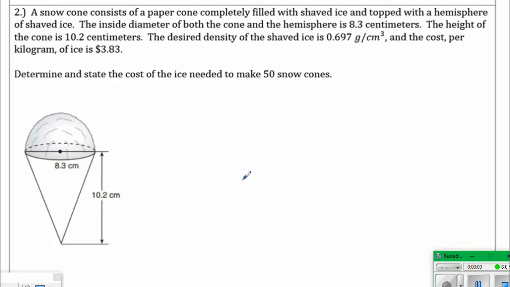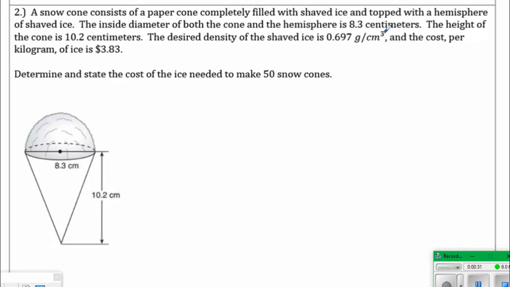So if you feel that you need one more practice watching a dimensional analysis problem, here's another one. So we have a snow cone that consists of a paper cone completely filled with shaved ice and topped with a hemisphere of shaved ice. So even though in the diagram you can only see the ice on the top, it says that it's filled inside as well. The diameter of both the cone and the hemisphere is 8.3 centimeters. The height is 10.2 centimeters. The density of the shaved ice is 0.697 grams per cubic centimeter.